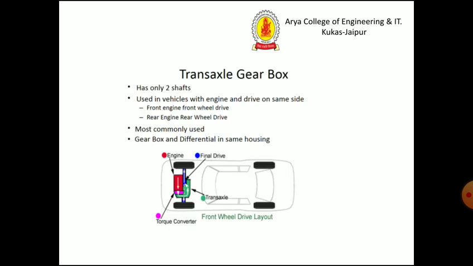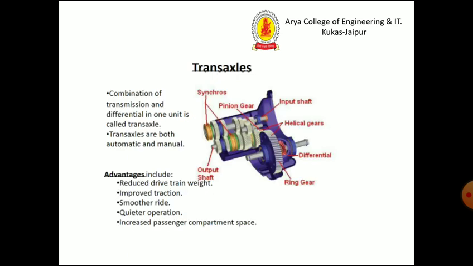And the transaxle gearbox has only two shafts and is used in vehicles with the engine and drive on the same side, front engine front wheel drive or rear engine rear wheel drive. It is mostly common, and the gearbox and differential are in the same housing. This is generally the construction of a transaxle gearbox.